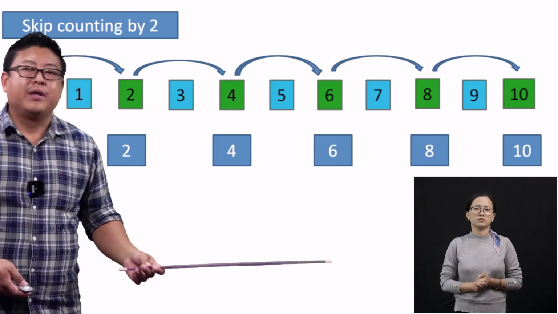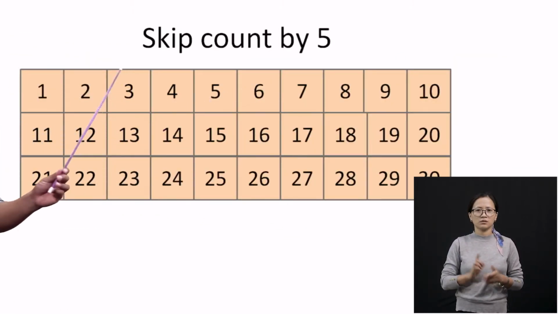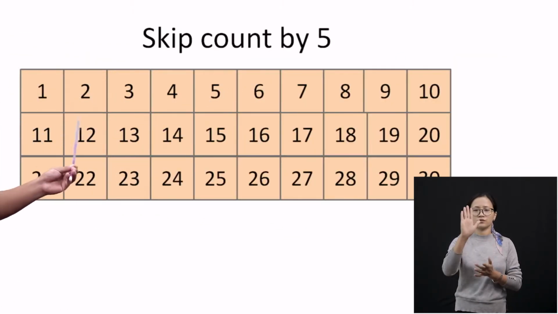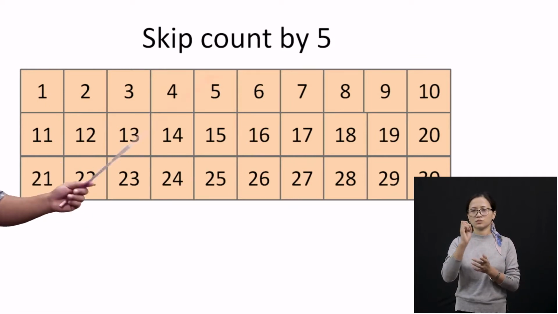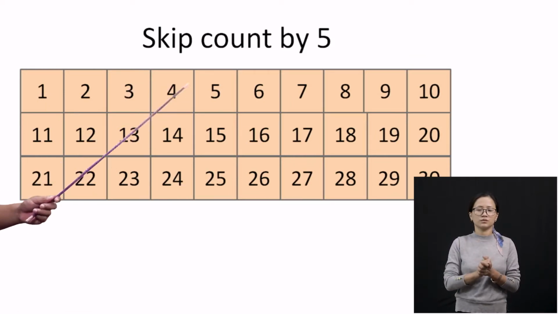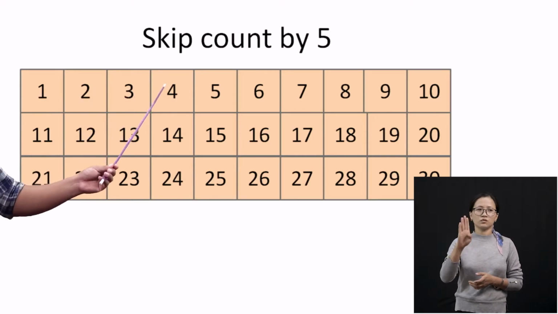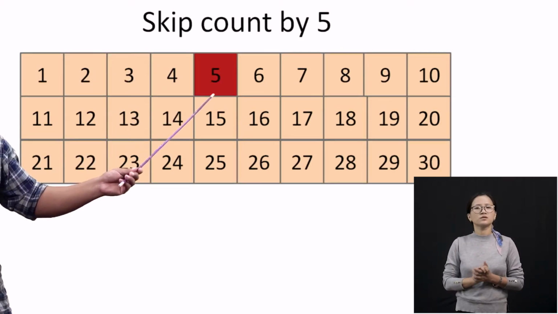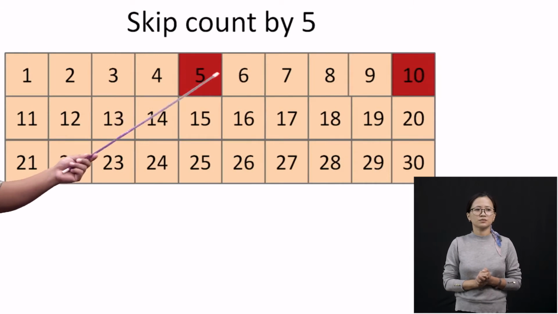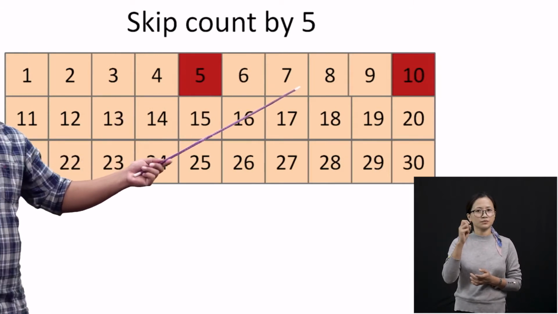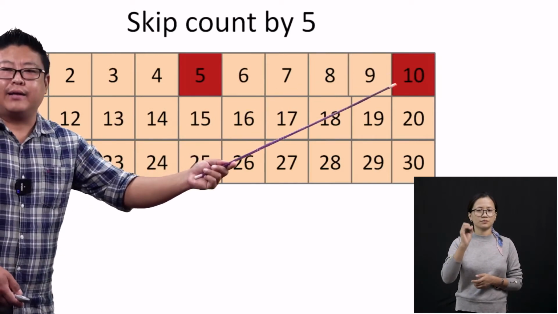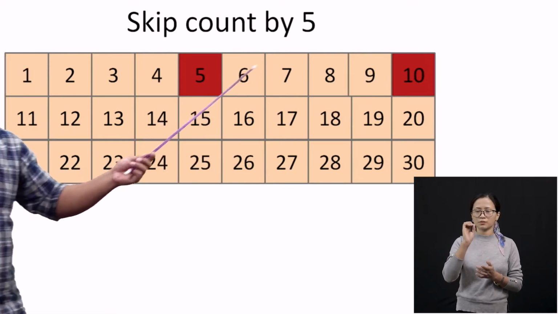All right, children? So let's look at another example of skip count by 5. We have numbers 1 to 30. So we will try to skip count these numbers by 5. So 1, 2, 3, 4, 5. All right? And then 6, 7, 8, 9, 10. We have marked 5 and 10.